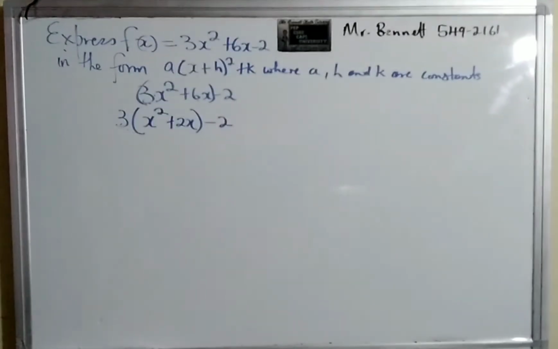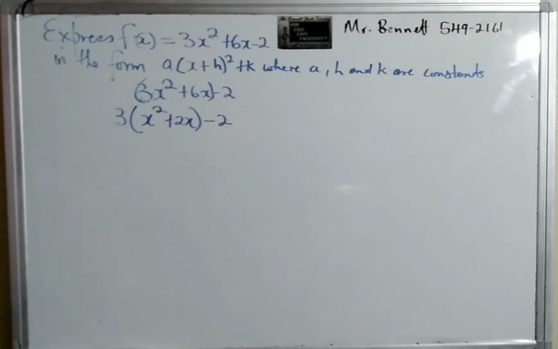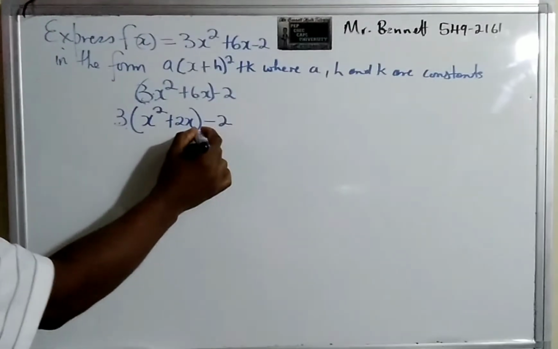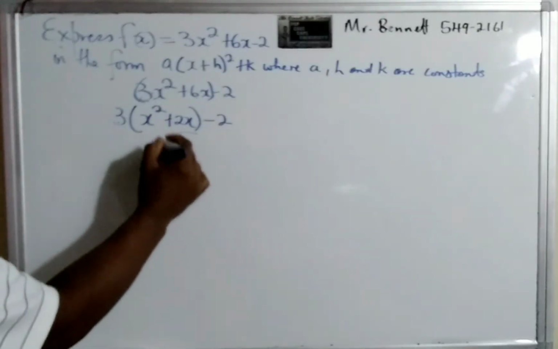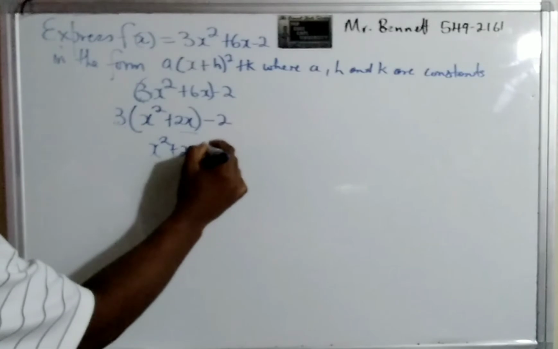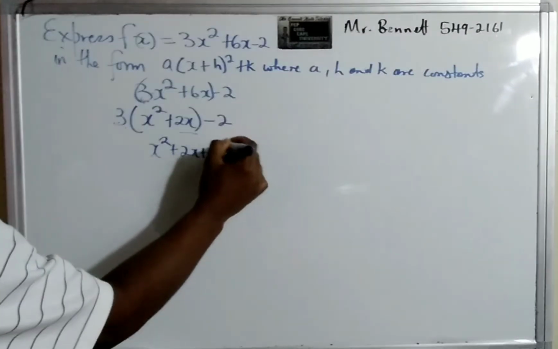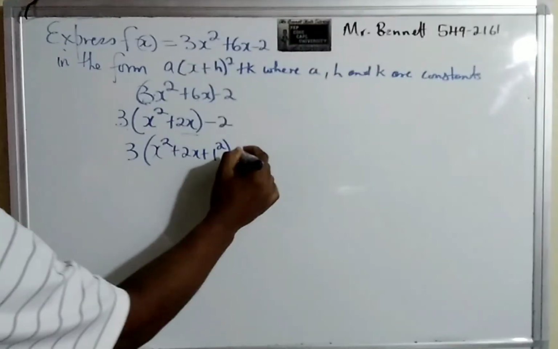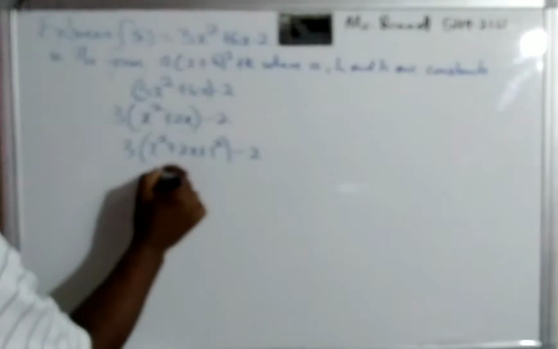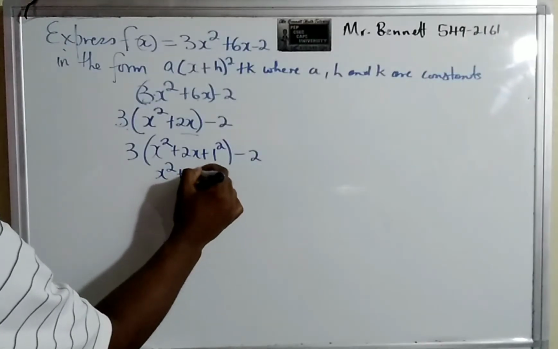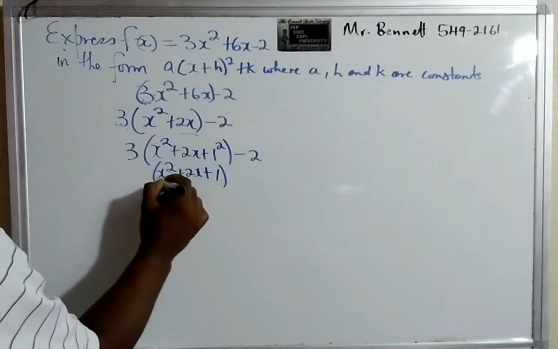The next thing we want is a third term, but the condition is we must find half of the coefficient and square it. Half of 2 would be 1, and squared, 1 times 1 is 1. So we get 3(x² + 2x + 1).